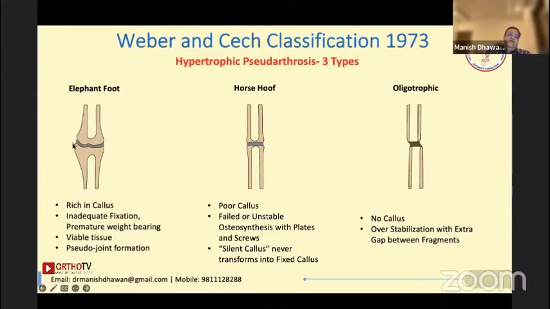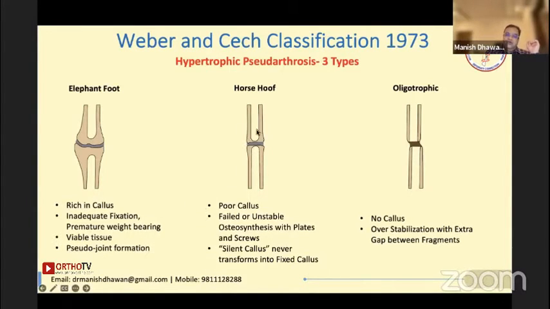One is the elephant foot, where the bone end at the non-union site becomes thickened. The diameter is more than the normal bone, and it is rich in callus. It occurs when there is inadequate fixation or premature weight bearing, but there is viable tissue, viable fibrocartilage, and there is pseudo joint formation. So the treatment differs in all the different types of aseptic non-union.